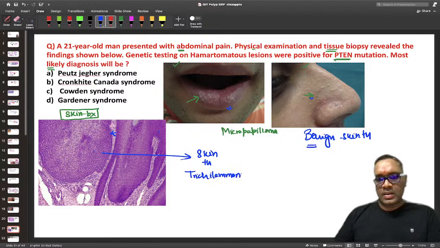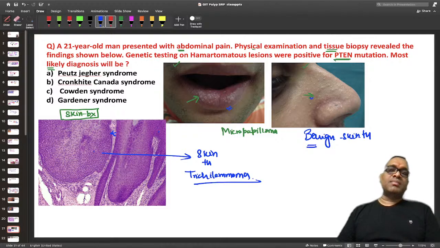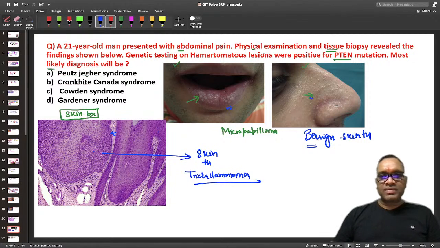Tricholemoma, right? So this is the tricholemoma, which you have to remember, which we are seeing here. I'll explain all these things. So when you find this combination along with PTEN gene mutation, that will be diagnostic of Cowden syndrome.